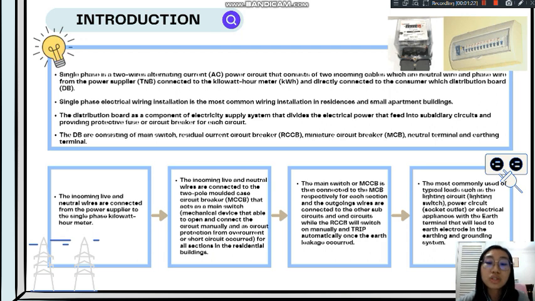Thirdly, the main switch or MCCB is then connected to the MCB respectively for each section, and the outgoing wires are connected to the sub-circuit and end circuit, while the RCCB is used to switch on manually and trip automatically once earth leakage occurs. Lastly, the most commonly used typical loads such as the lighting circuit, the lighting switch, the power circuit, the socket outlet, and the electrical appliances with the earth terminal will lead to the earth electrode in the earthing and grounding system. And this is the presentation for the introduction.